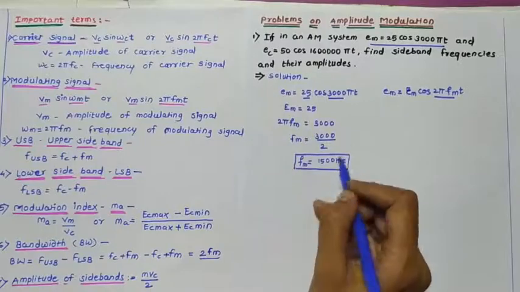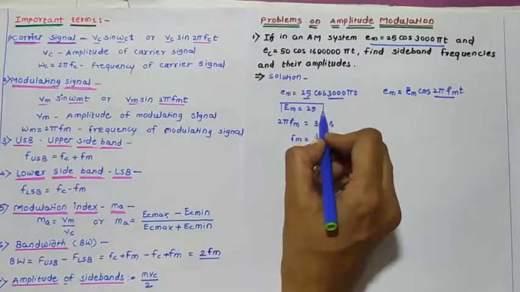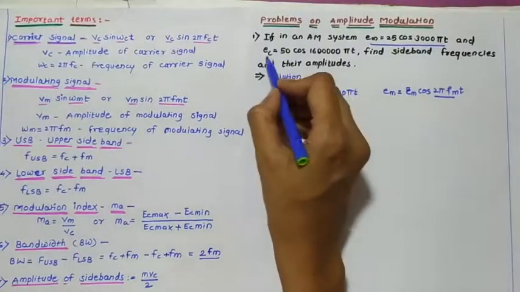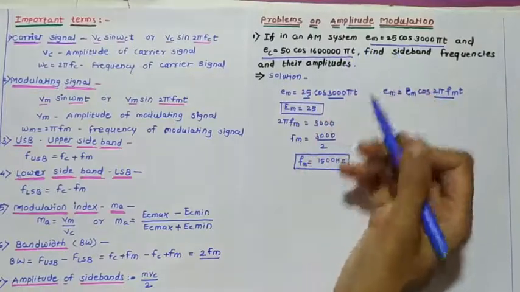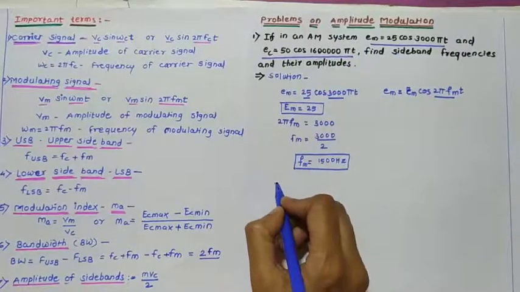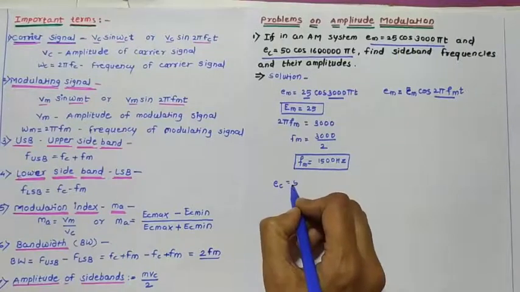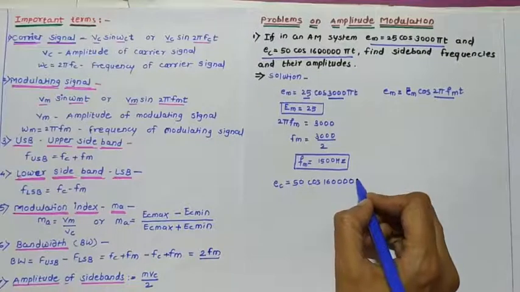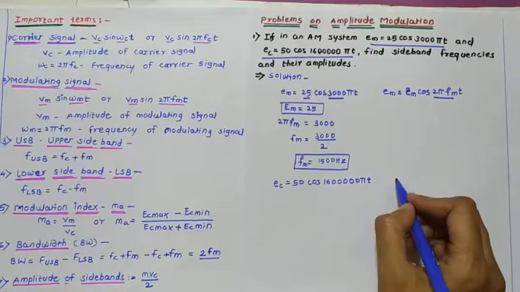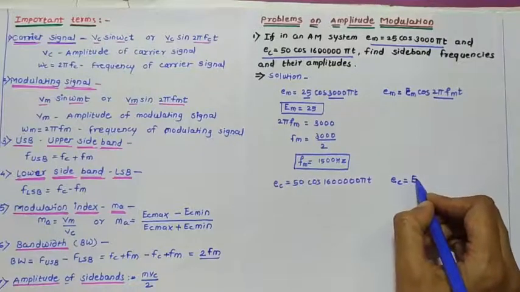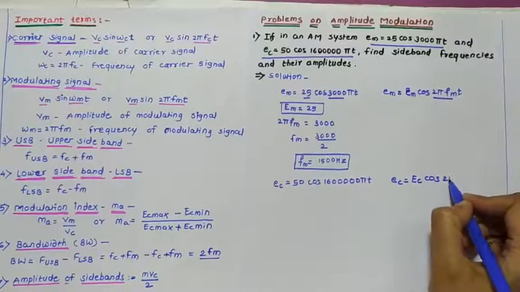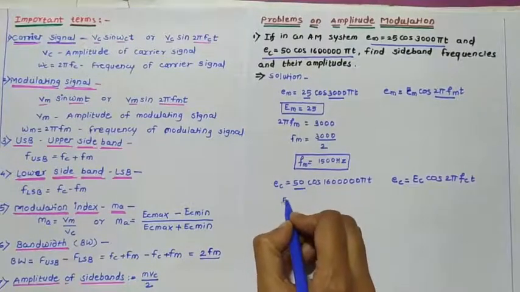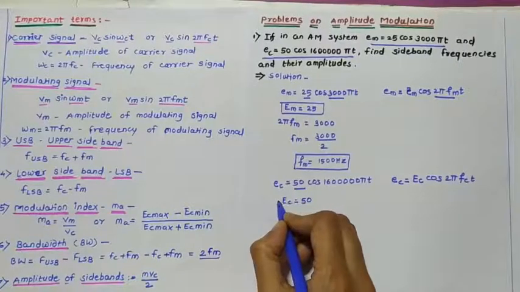Now this is the amplitude of the modulating signal and the frequency of the modulating signal. What about this second equation? This is the equation for the carrier. So it is given in terms of Ec: 50 cos 16 lakh pi t, and we know that Ec is equal to Ec cos 2 pi fc t. So here Ec is equal to how? Yes, it is 50 volt.